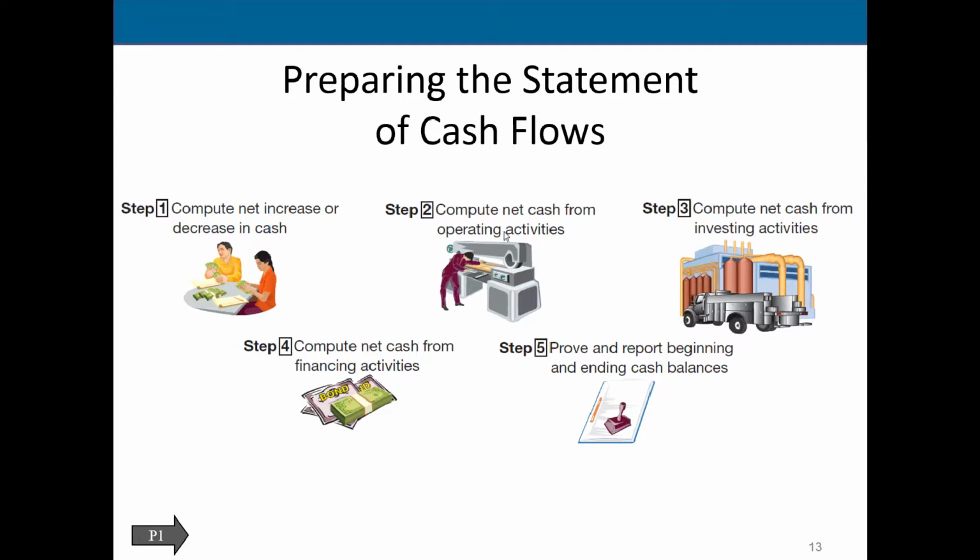Then we compute the net cash from operating activity, step two. That's probably the hardest part, and it really is the crux of the entire lecture, is how to deal with operating activities. Then we compute net cash from investing activities, a lot easier. Net cash from financing activities, also a lot easier. And then we prove and report the beginning and ending cash balances. Basically, step 5 should tell us the exact same thing that step 1 tells us.